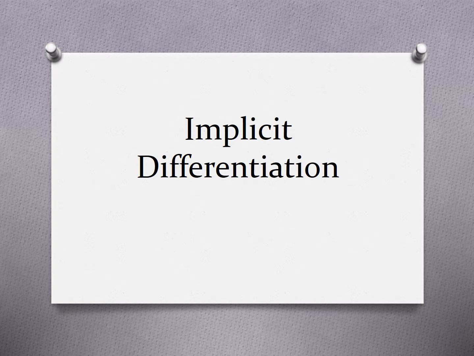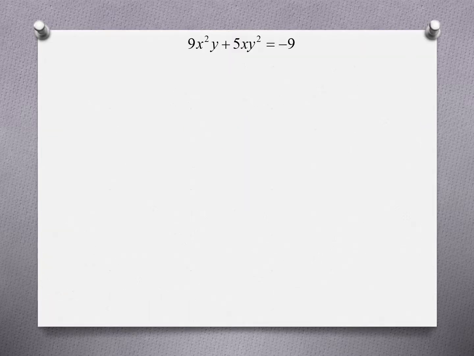Good day, class. In this lesson, we're just going to look at a single example of implicit differentiation. So be sure to look at the previous lesson to make sure you understand why we need implicit differentiation. In this example, we're asked to find the derivative of 9x squared y plus 5xy squared equal to negative 9.